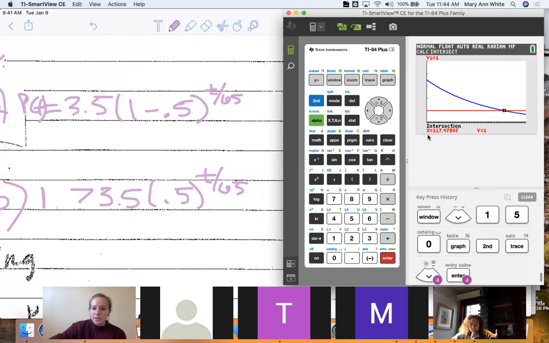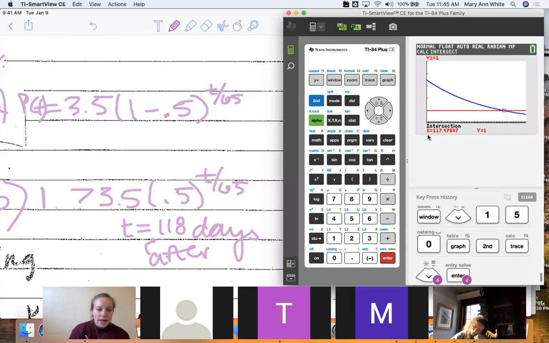My intersection is at 117.47, so I'm going to round that to 118. And so I'm going to say, after this many days, we are less than 1 gram. Because after that, it keeps getting smaller and smaller. So it equals it at 118, but after that, it gets smaller and smaller. So after 118 days, we are where we want to be.